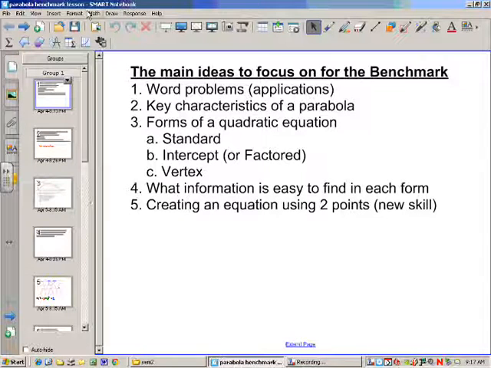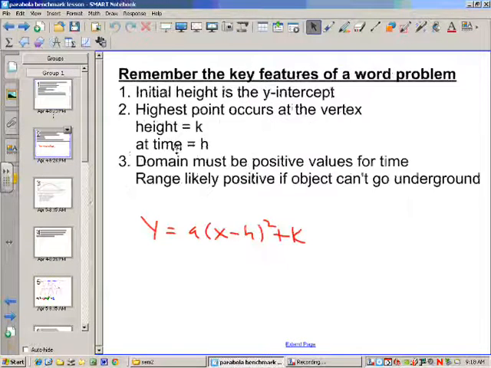And then the third and probably most useful form, especially for transformations, is vertex form. We'll be able to see again the opening up and down, but also the translations left, right, up and down. Fourth, what information is easy to find in each form. And then fifth, creating an equation using 2 points. This is a new skill and we see it towards the end of the review.